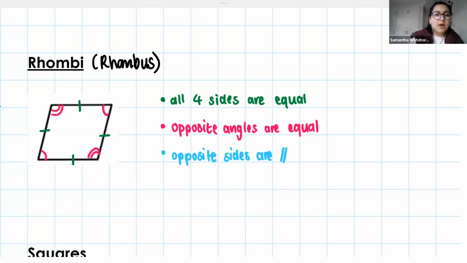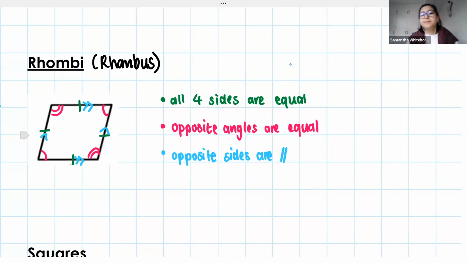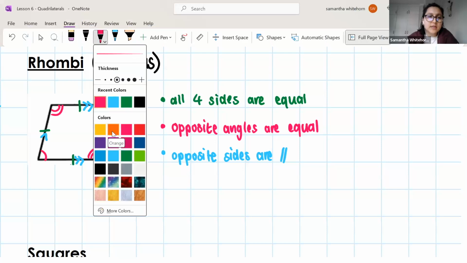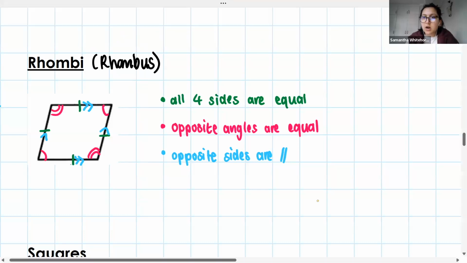There we go. Opposite sides are parallel. So again, a rhombus is a special type of parallelogram where all sides are equal. Umfa, what else do you have? A pair of adjacent sides is equal. Good. Okay, so guys, that all 4 sides are equal, we could also phrase it as adjacent sides are equal. So all the sides next to each other are equal, which essentially means that all 4 sides are equal.